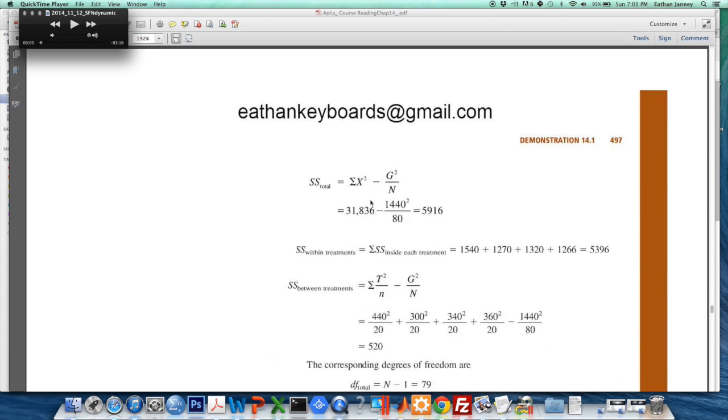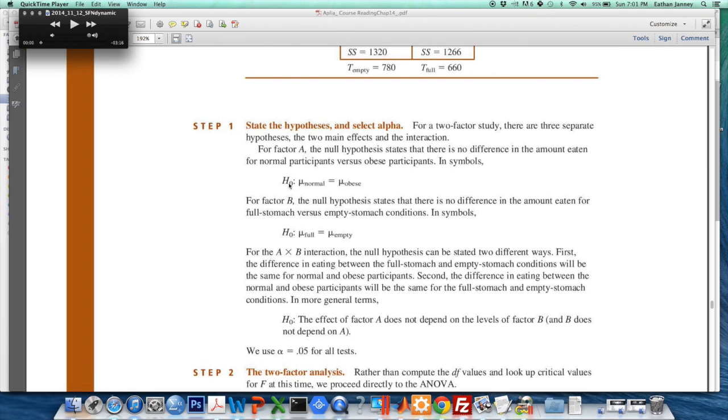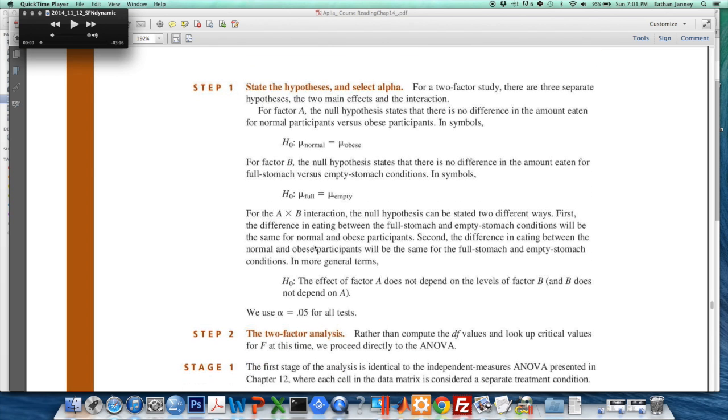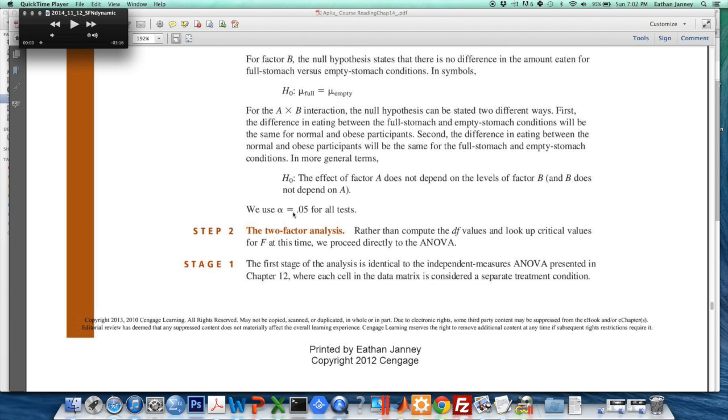Now, if we want to come up with alternative hypotheses, we can again say in the case of factor A, we're expecting the treatment means to not be equal. In the case of factor B, expecting the treatment means to not be equal. And then, of course, the third alternative hypothesis would be that there is an interaction, or you could say the effect of factor A does depend on the levels of factor B, or vice versa. Okay? We set our alpha level.